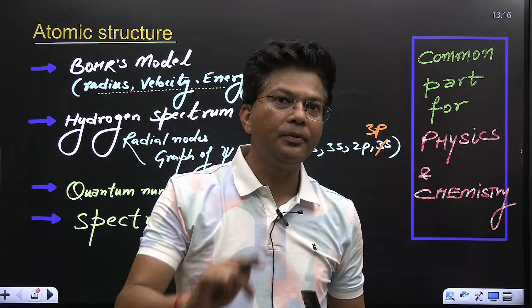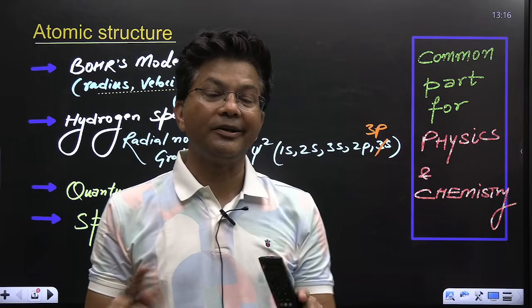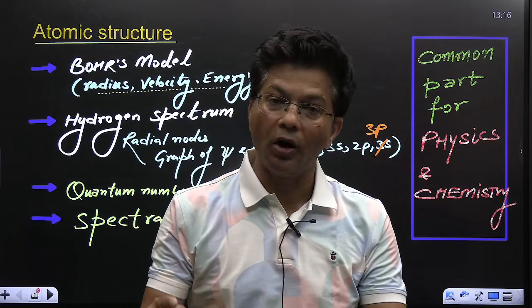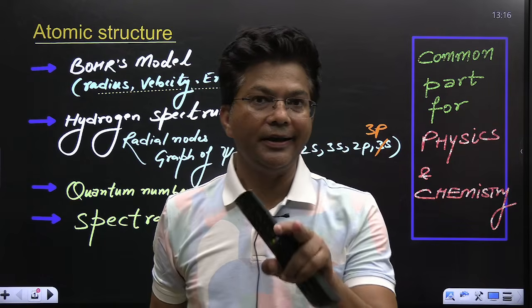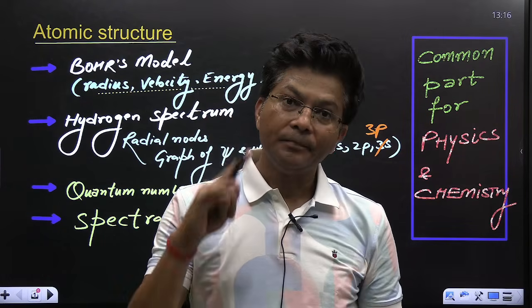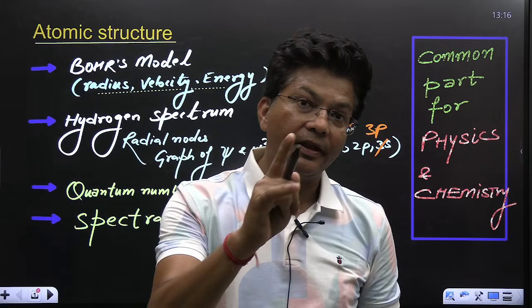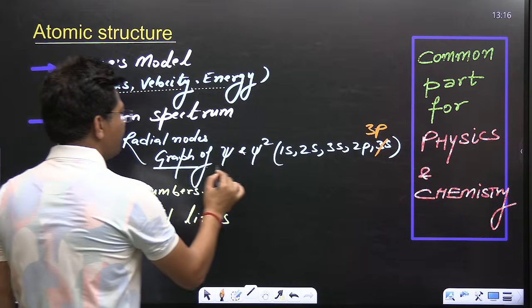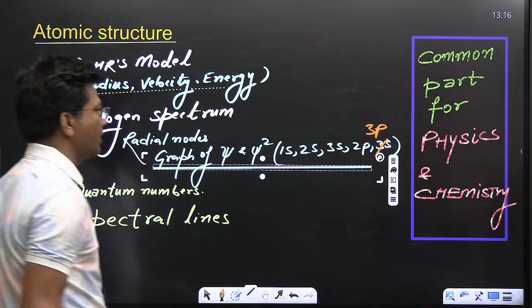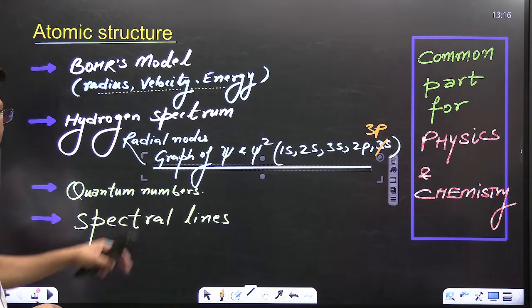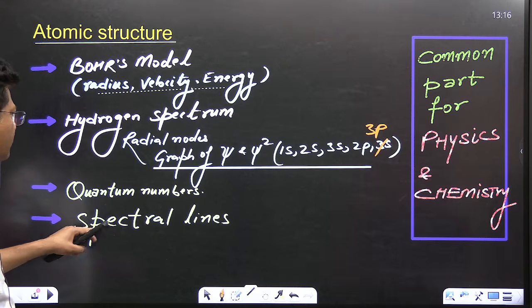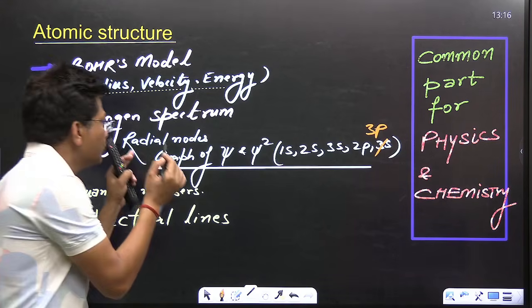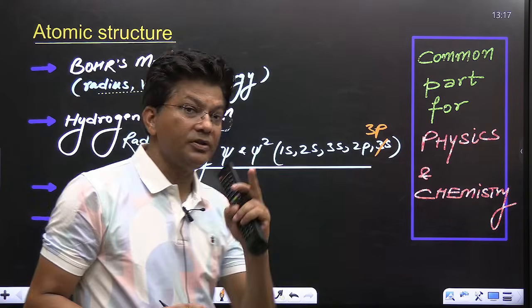Definitely the paper will be on the tougher side, but not out of the NCERT. It will be from your NCERT, and definitely this time they will give graphs based on Schrodinger, the graph based on psi and psi square for 1s, 2s, 3s, 2p, and 3p. Quantum number, you know very well, spectral lines, you know very well. So this year, remember these graphs.